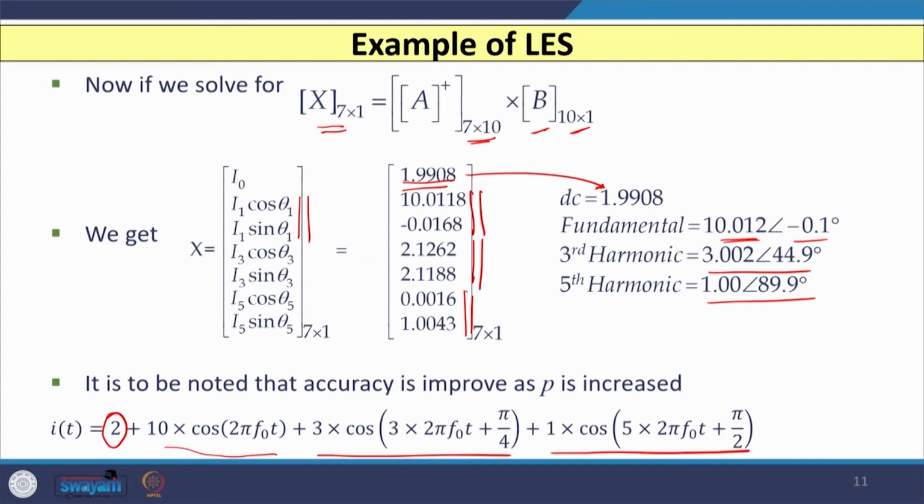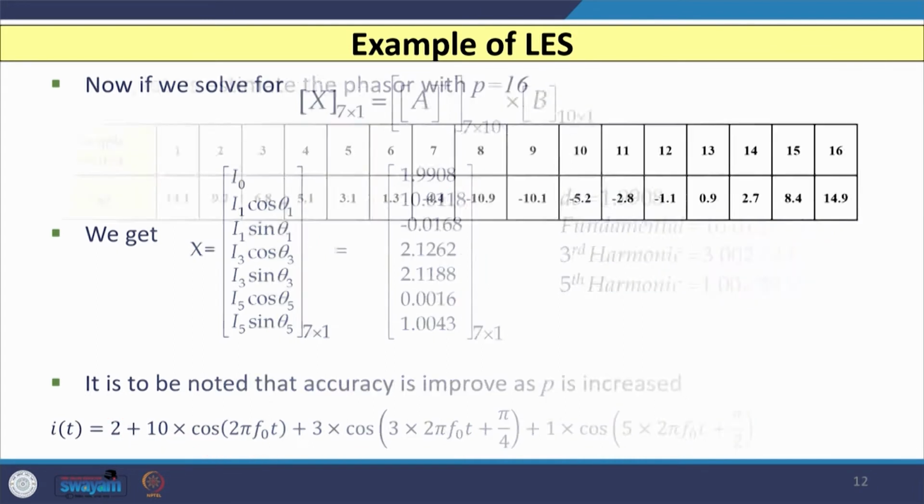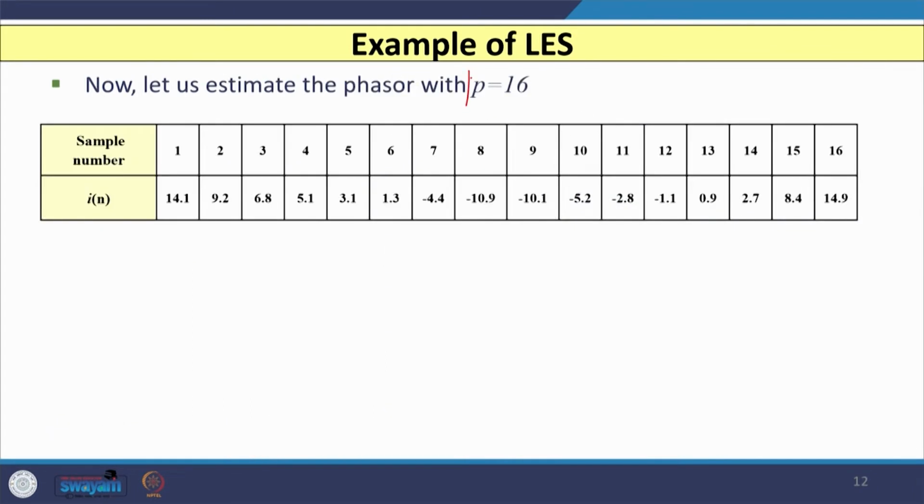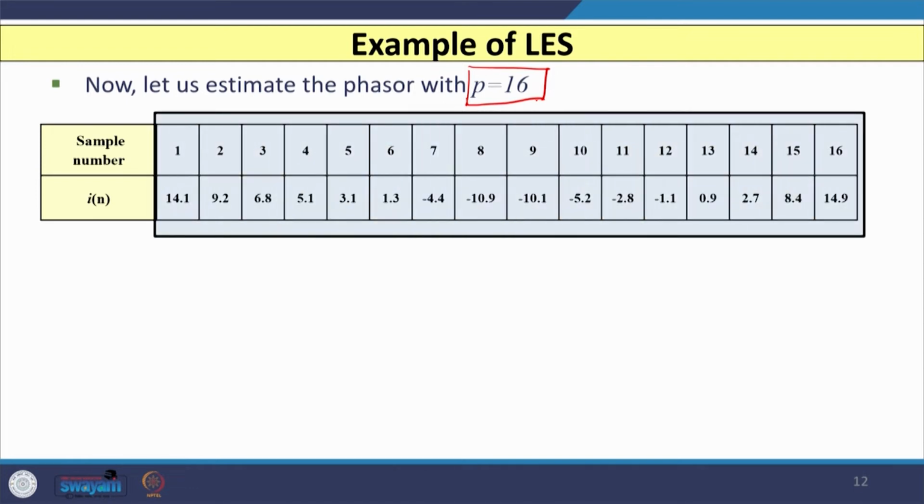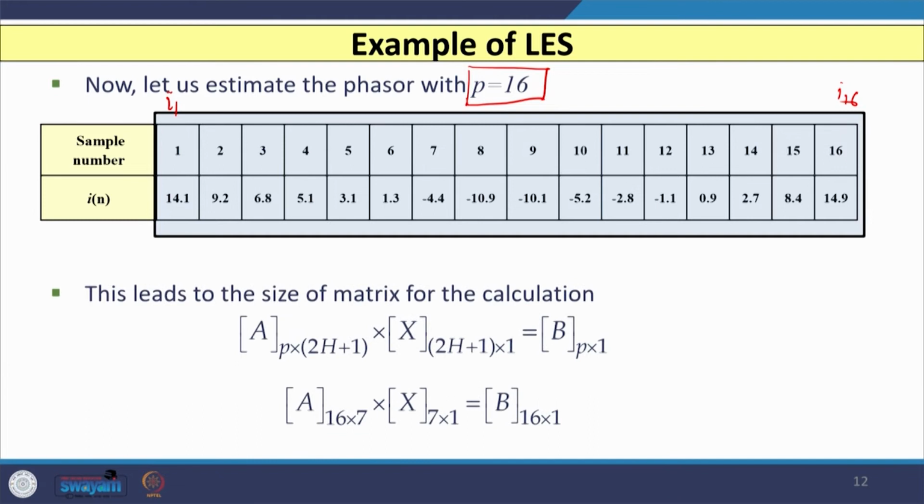Now, let us further increase the value of p. Let us consider p equal to 16. So now we are taking all 16 samples in one cycle, from I1 to I16. If I consider 16 samples, then the size of this A matrix, that is p cross 2h plus 1, with p now 16, becomes 16 cross 7.